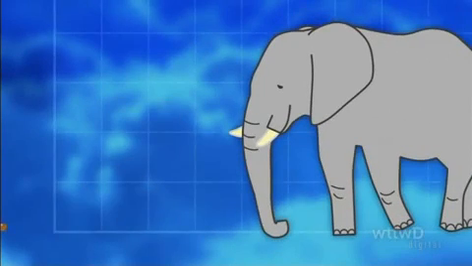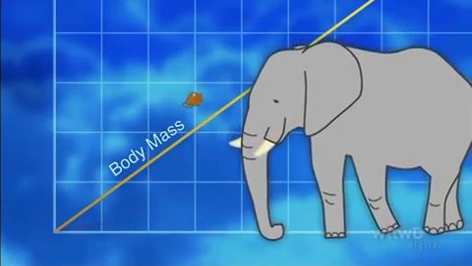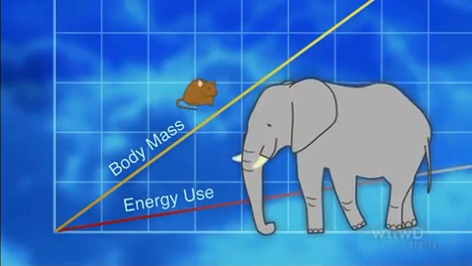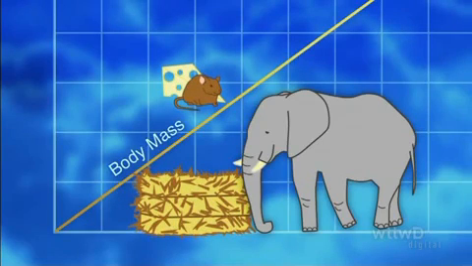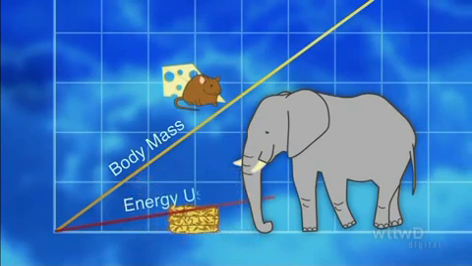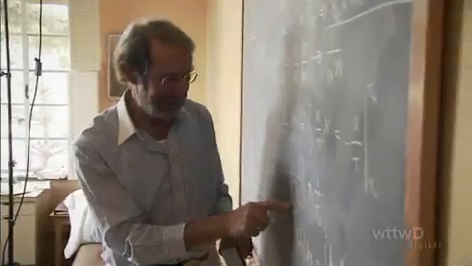An elephant, for example, is 200,000 times heavier than a mouse, but uses only about 10,000 times more energy in the form of calories it consumes. The bigger you are, you actually need less energy per gram of tissue to stay alive. That is an amazing fact.